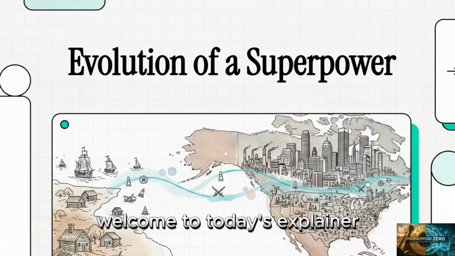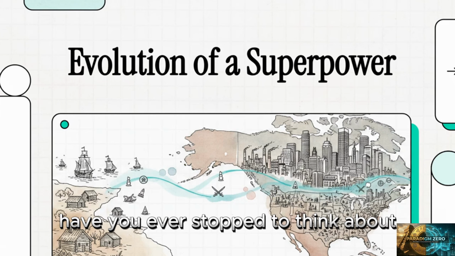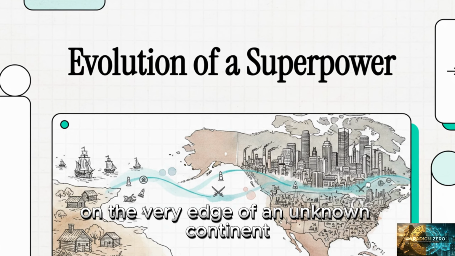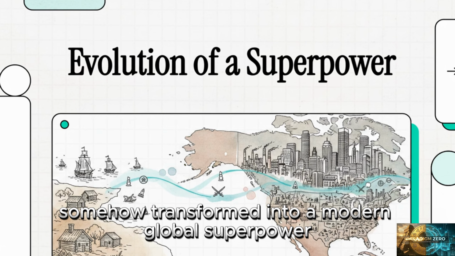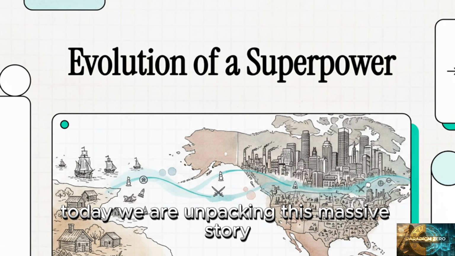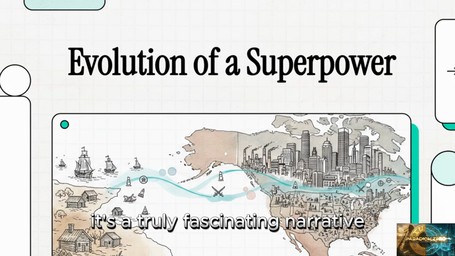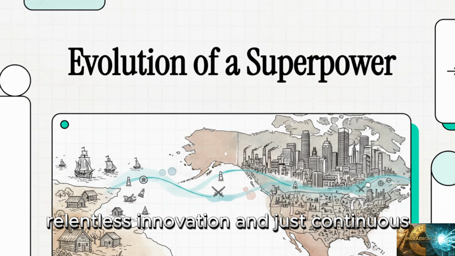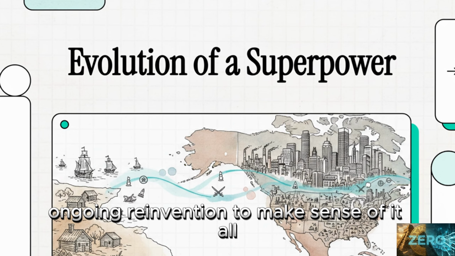Welcome to today's Explainer. Have you ever stopped to think about how a handful of struggling, freezing settlements on the very edge of an unknown continent somehow transformed into a modern global superpower? And in just 400 years? Well, today we are unpacking this massive story. It's a truly fascinating narrative full of rapid expansion, brutal conflict, relentless innovation, and continuous, ongoing reinvention.